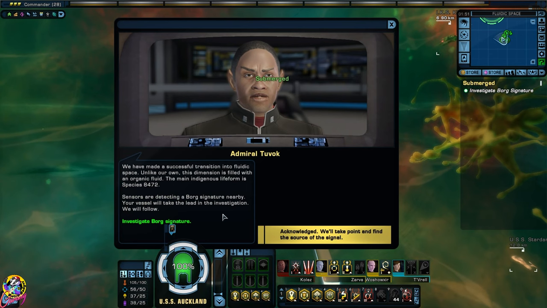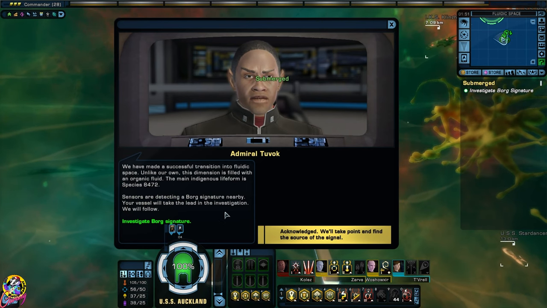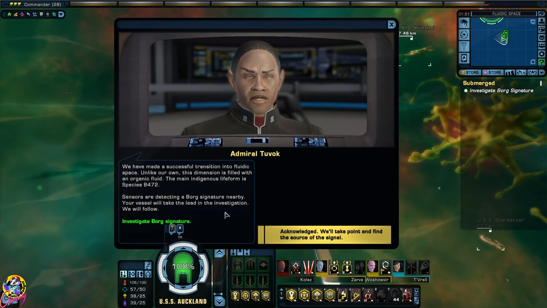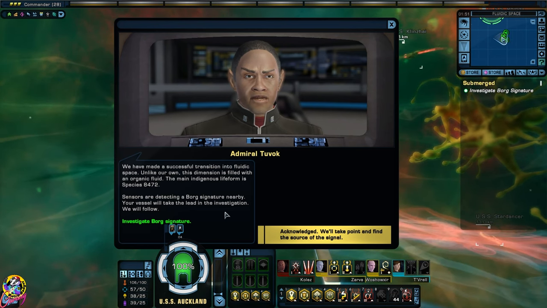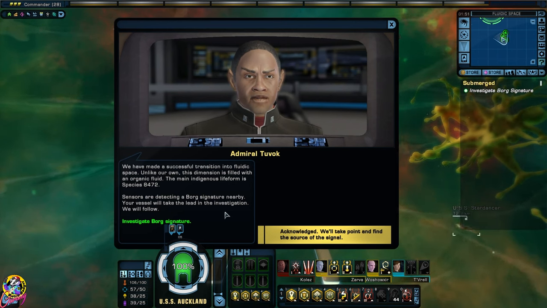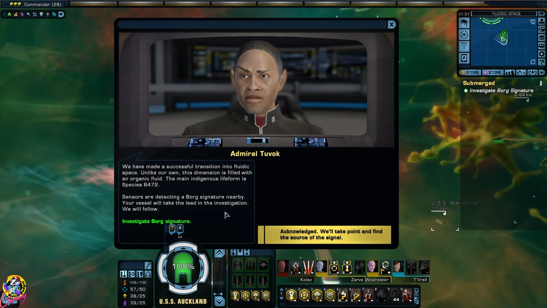We have made a successful transition into fluidic space. Unlike our own, this dimension is filled with an organic fluid. The main indigenous life form is species 8472. Sensors are detecting a Borg signature nearby. Your vessel will take the lead in the investigation.